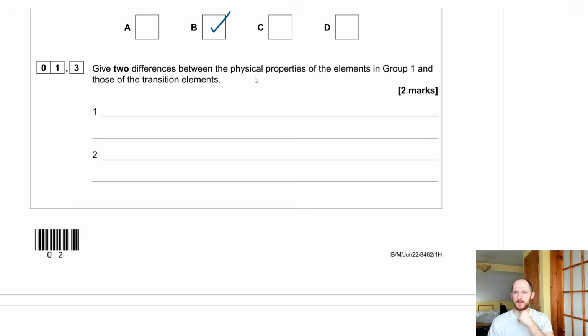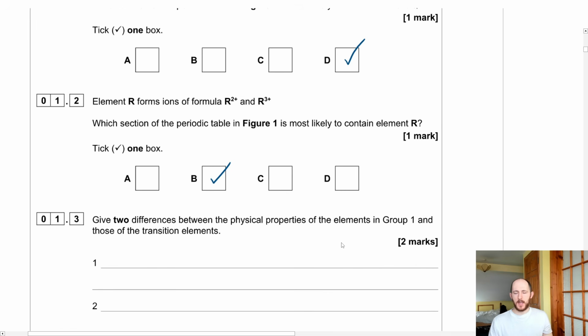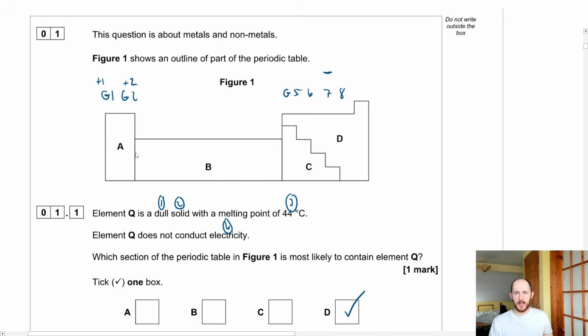Give 2 differences between the physical properties of the elements in group 1 and those of the transition elements. So this is a really good question, and it's a very common one. Now, if you look at the transition elements in the middle, they are all metals. So think about the difference between the non-metals and the metals. So when we look at the non-metals, think of a few examples that we have. So you have hydrogen, lithium, sodium, magnesium, etc. Have a think about those and what kind of properties they have.